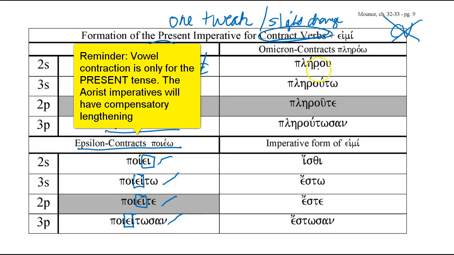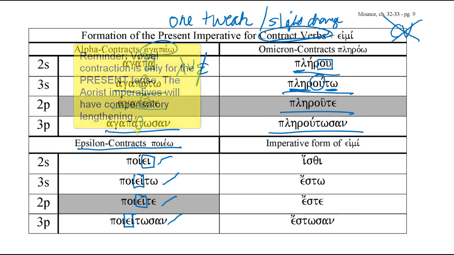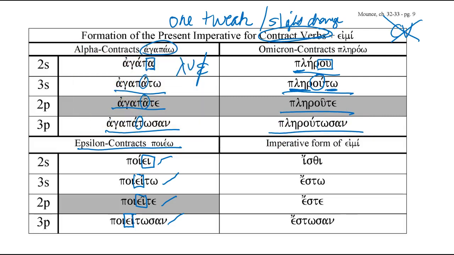For the omicron, it's going to be this diphthong, omicron upsilon, all the way through, that connects the stem with the imperative suffix ending. So it's this u here that replaces the connecting vowel. So it's pleru, pleruto, plerute, plerutosan for the command forms for plerao.